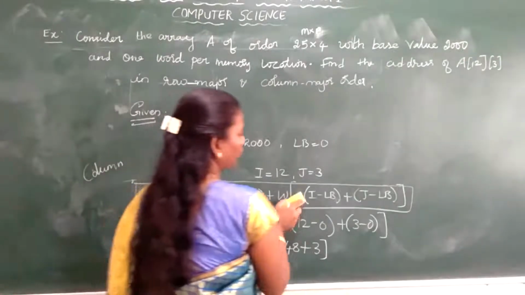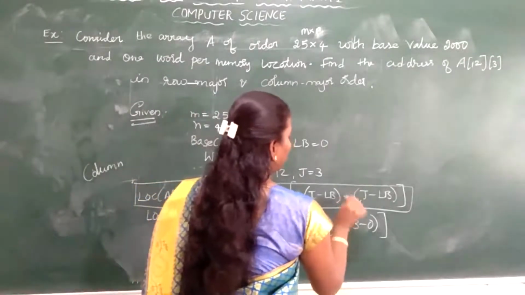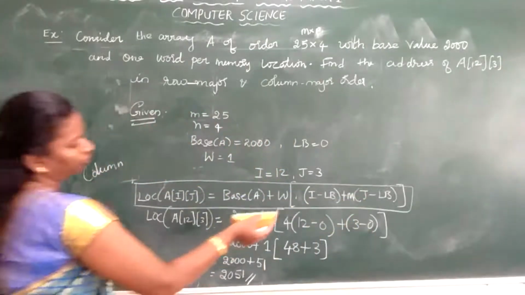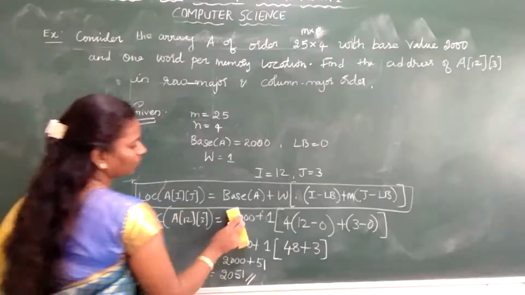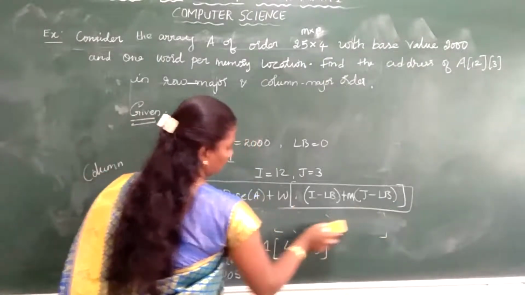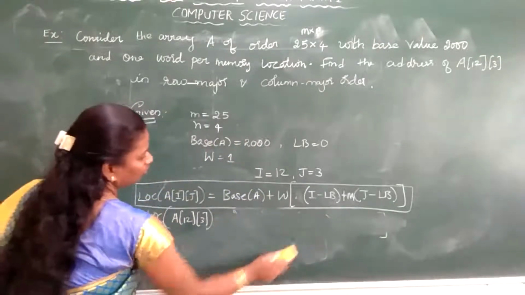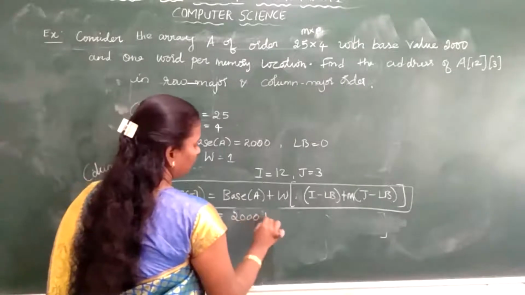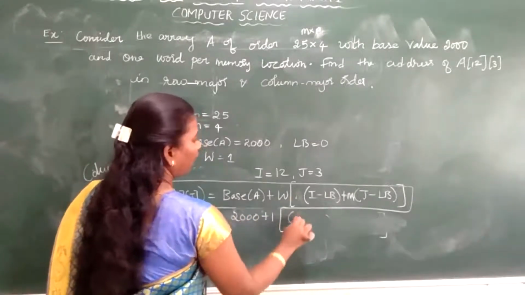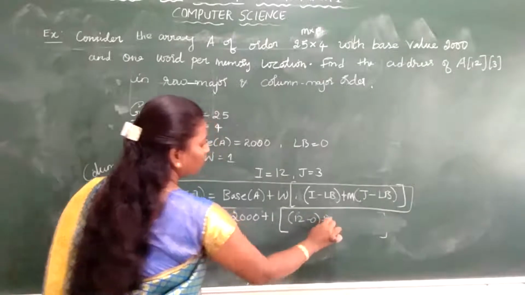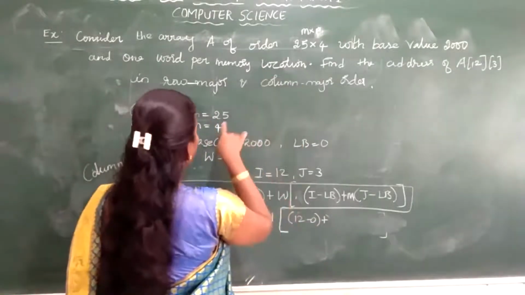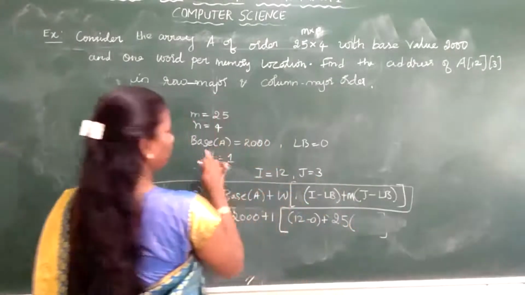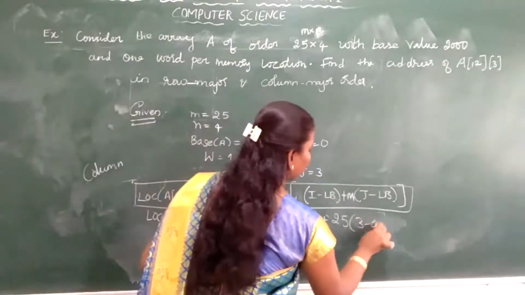Only here we have a change. Instead of n, here you have to multiply it by m. So here again the substitution changes. So your base is 2000 plus 1, I value 12 minus 0 plus what is your m? M is 25, 25 into what is your J? J value is 3.